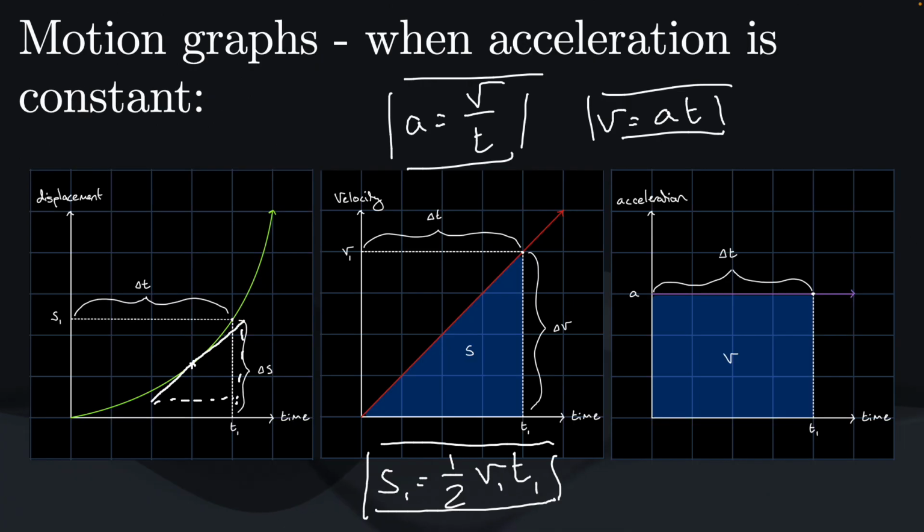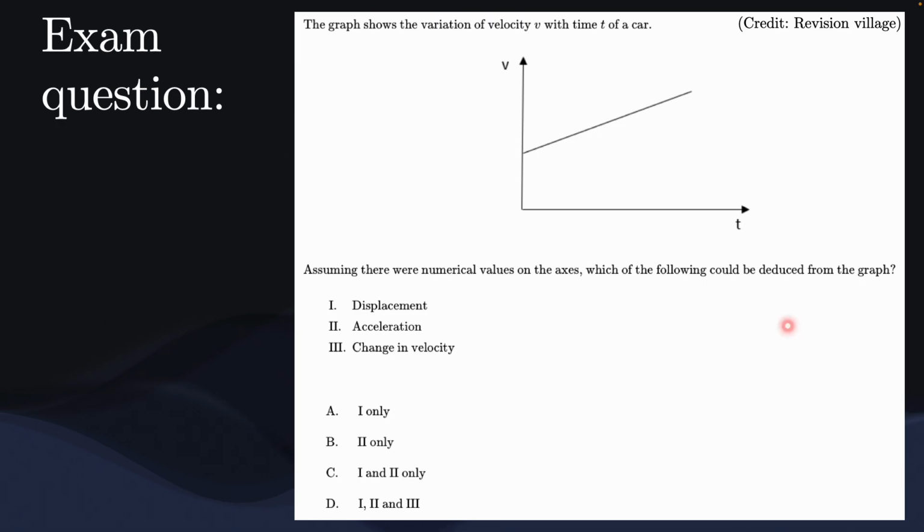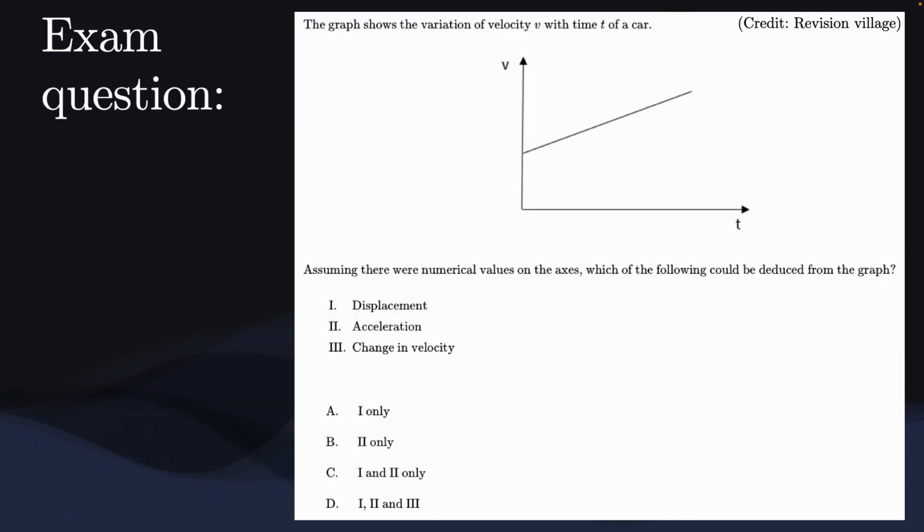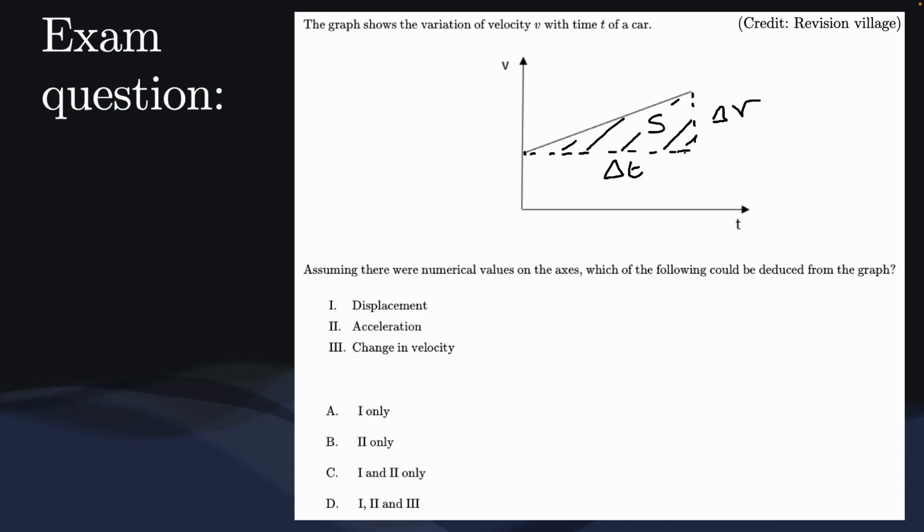Remember, this is a velocity time graph, and the velocity is changing linearly. Therefore, like I said, the acceleration is constant. And therefore, can we find the displacement? Well, remember, displacement is the area under this graph. And look, can we find this? Yeah, because we have the change in velocity and the change in time. Therefore, we can find the displacement by doing half times the change in velocity times time. So we can find the displacement.